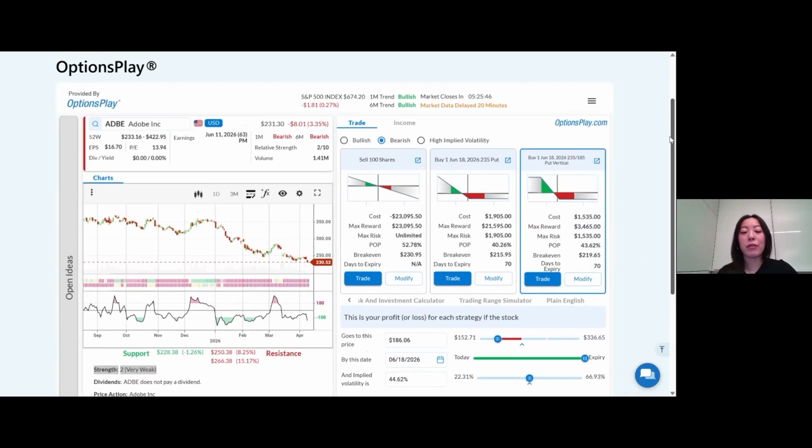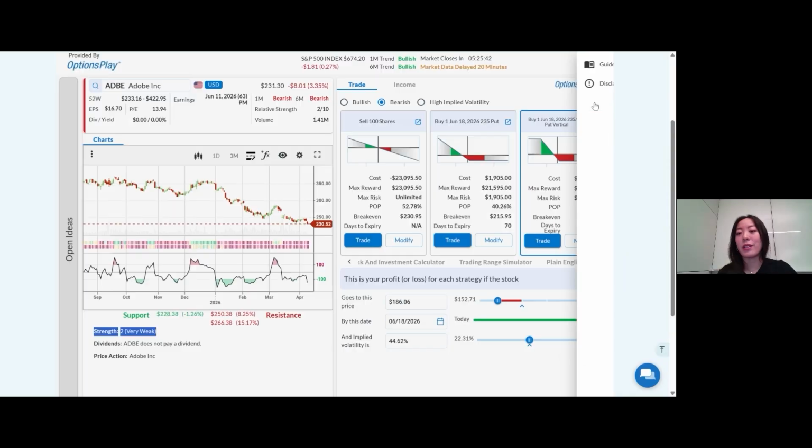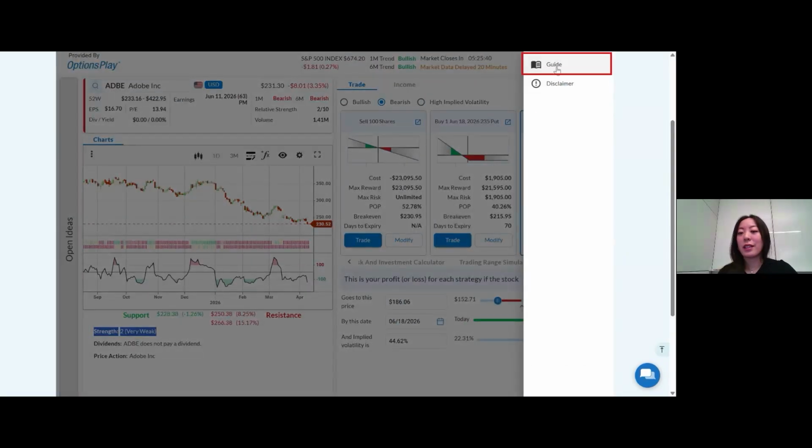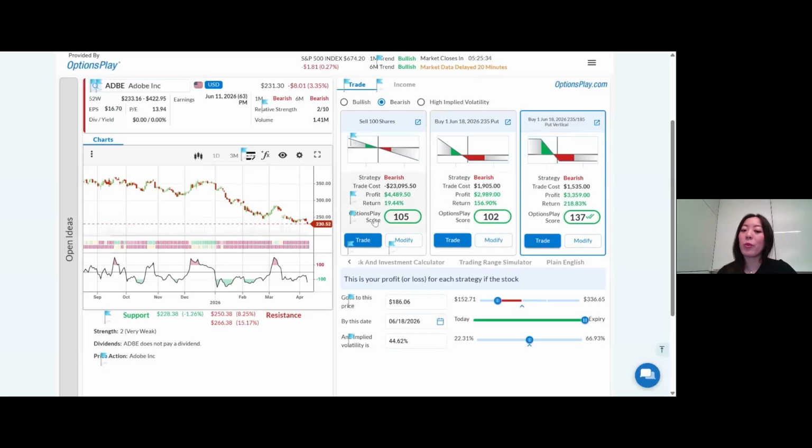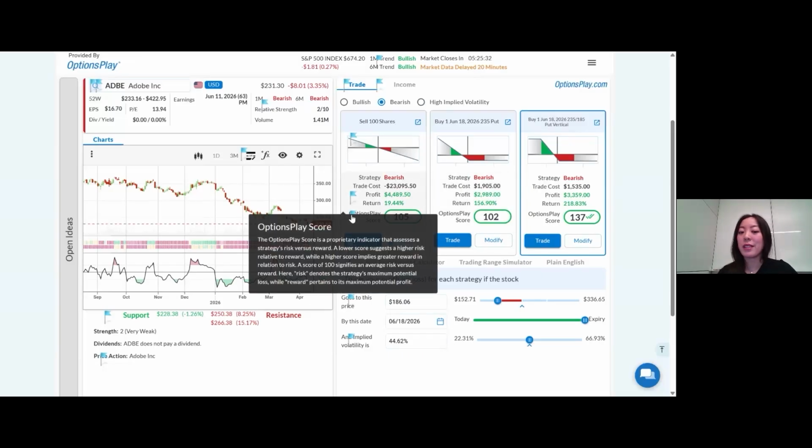And I would say if you're a beginner to OptionsPlay, I do want to highlight as well that there is a guide on the right-hand side. Let's say you were wondering what the OptionsPlay score means. If you scroll over any of the blue flags, it gives you a nice blurb on what exactly sections of the OptionsPlay tool mean in the context of analyzing an individual security.